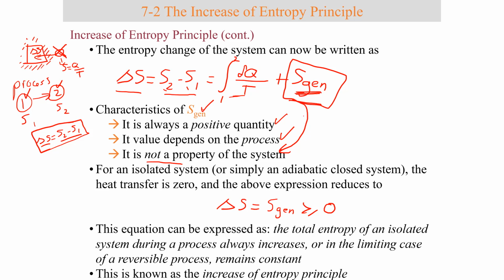Right, because we know the entropy is increasing, and so the only reason it's increasing is because there's entropy being generated. So this equation can be expressed and verbalized as the total entropy of an isolated system during a process always increases, or in a limiting case, a reversible process, remains constant. This is the increase in entropy principle.